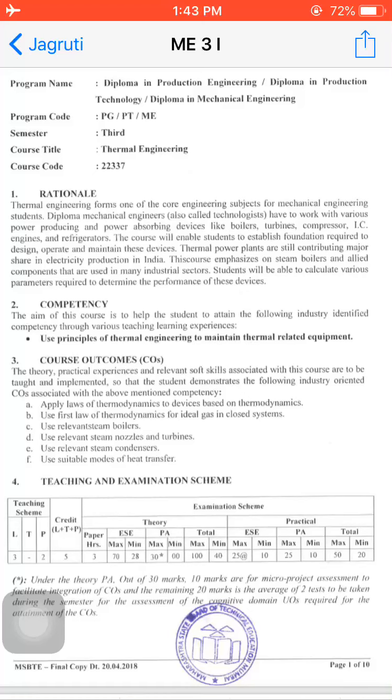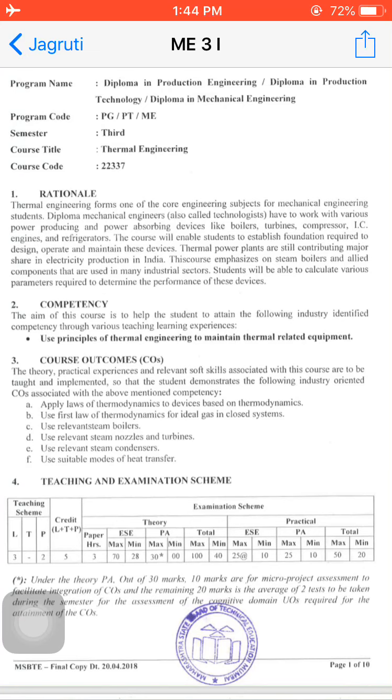I am Professor B.S. Deshmukh, lecturer in the Mechanical Engineering Department of Maratha Vidya Prasarak Samaj's Rajarshi Shahu Maharaj Polytechnic. Today we have to start our subject, which is Thermal Engineering, with course code 22337.